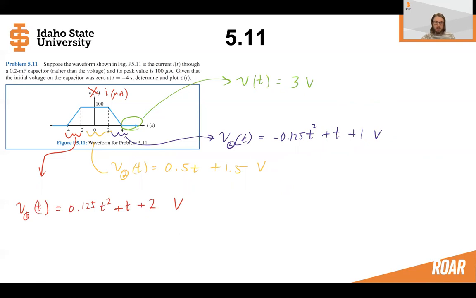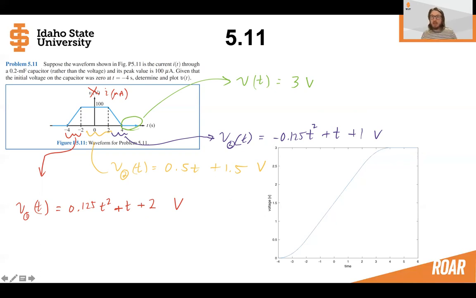Now we have all these areas of voltage, so let's combine them and make a plot. In this plot, we have this function describing the voltage from minus 4 to minus 2. Then from minus 2 to 2, we have this function describing the voltage. And then from 2 to 4, right up to here, we have another function. And finally, the voltage is going to be constant at 3 volts.